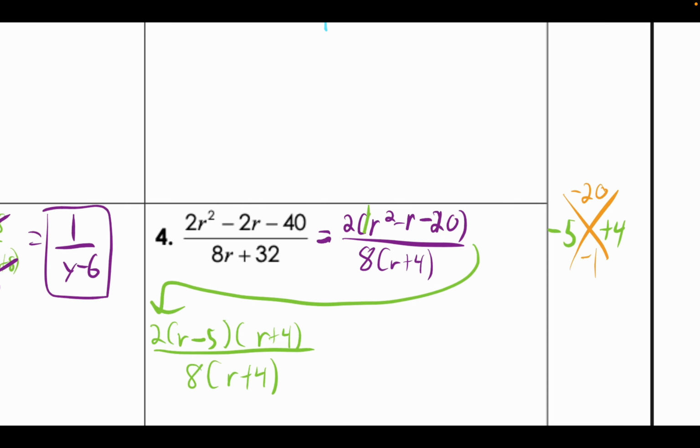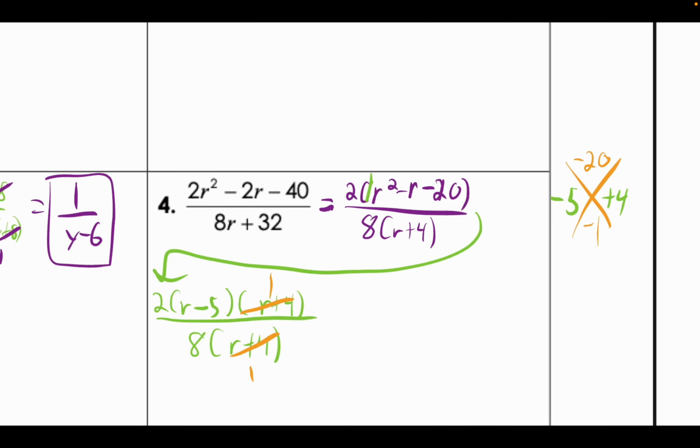And so we notice we have 2 factors on the top and bottom that are r plus 4 and r plus 4, so we can reduce those and get 1. And then also the 2 and the 8 are multiplying with something else, and we can reduce those. They have a 2 in common. So 2 becomes 1 and 8 becomes 4 as we reduce those by 2. So on the top, we just have this r minus 5. On the bottom, we just have 4. And that becomes our answer.